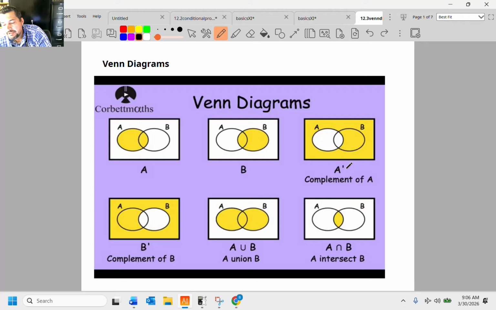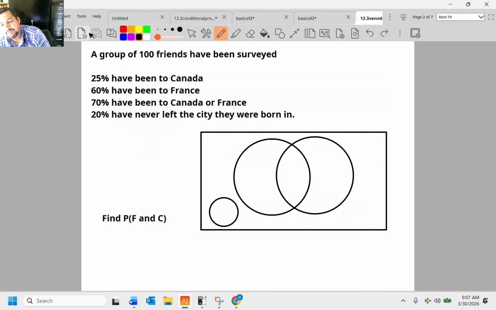A prime, which is the complement of A, or another way of saying that is A bar, which means not A, is everything but A. B prime would be not B, the complement of B, everything but B. This is the OR statement. The union is OR, A or B, so I'm everything in those two circles. And this is the AND, the intersection.